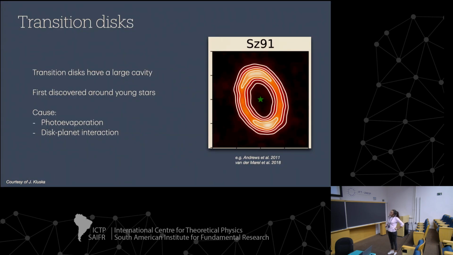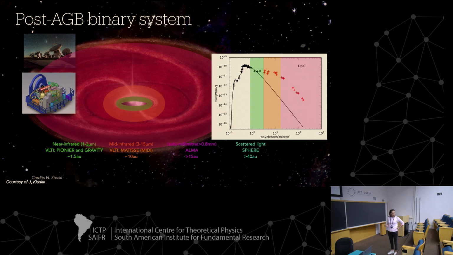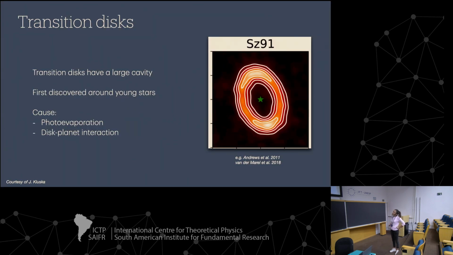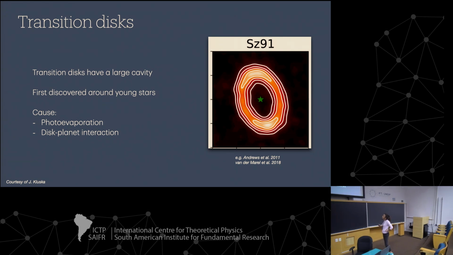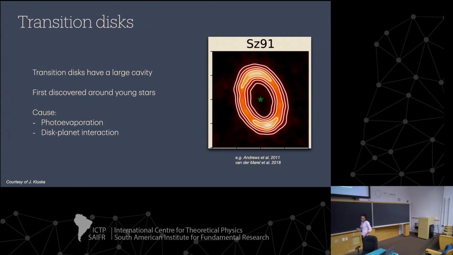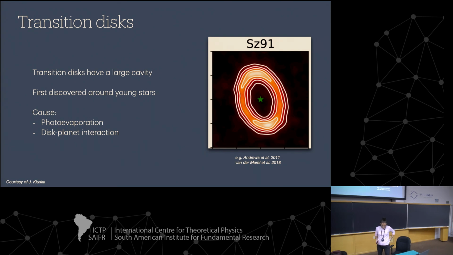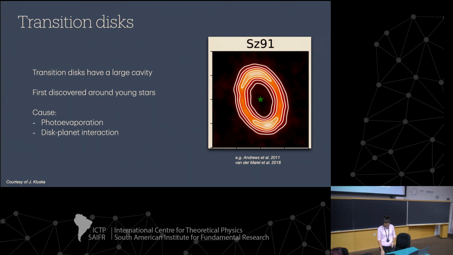Okay, so from here they observe and they say there is a specific class of disk that we are observing, and it could be the transition disk. The transition disk is a disk with a large cavity. They were first discovered around young stars, and the cause could be photoevaporation, because the star is very hot at the beginning and then it evaporates the inner part of the disk. Or you could also have disk-planet interaction that is causing this cavity.